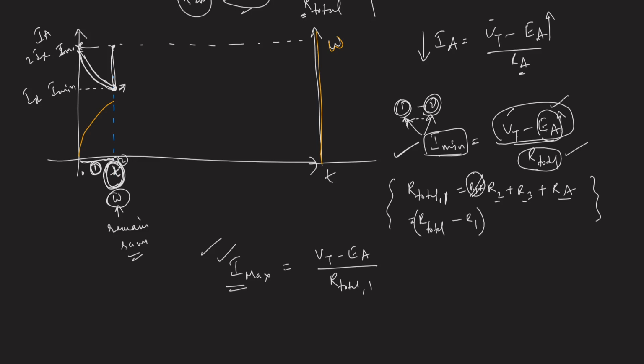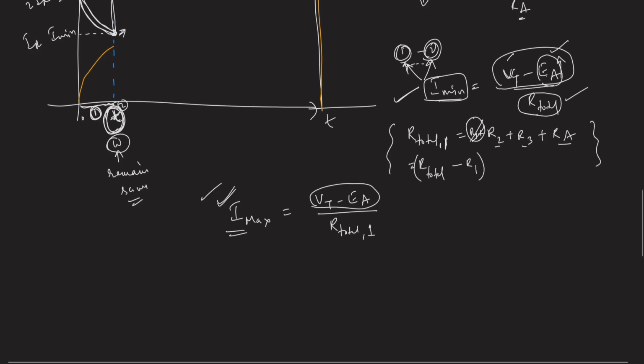And due to that, reducing the resistance, current shifts to maximum current, again I maximum. Now that equation is equals to Vt minus EA by R total comma 1, okay, right? Now from these two equations, at that moment t time instant, this Vt minus EA is equals to this Vt minus EA, right?